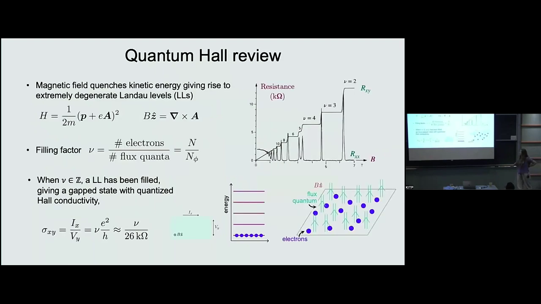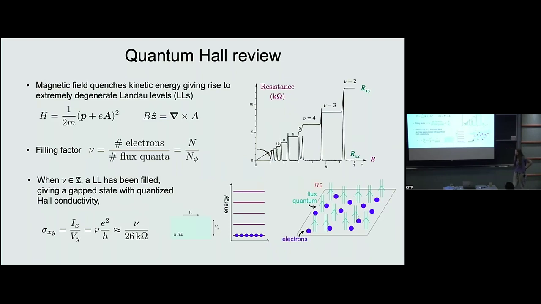Okay, so quantum Hall. As we know, we apply an out-of-plane magnetic field to a 2D electron gas. This quenches the kinetic energy, resulting in these highly degenerate Landau levels. So just talking at a free electron level, when the filling factor nu has an integer value, so when the number of electrons divided by the flux quanta is an integer, that means you have an integer number of Landau levels that are filled. And this results in a Hall conductivity that is nu, that integer, times e squared over h.